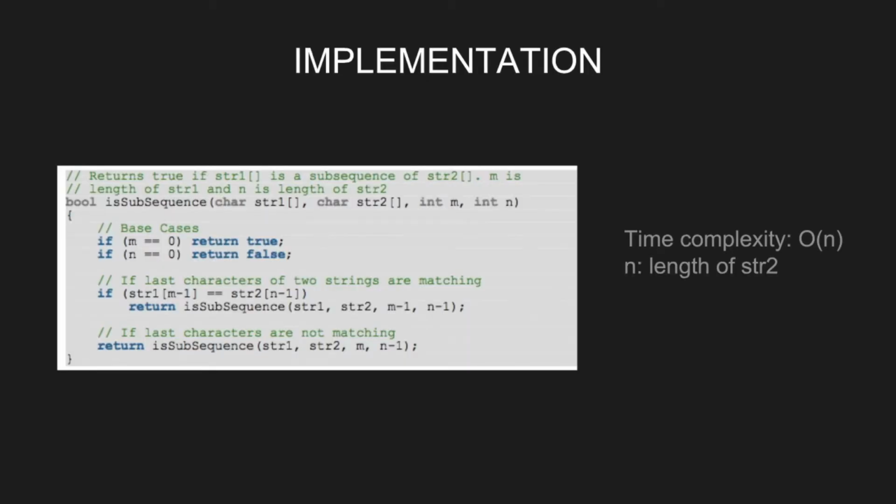Let's look at the recursive implementation. M is the length of string 1 and N is the length of string 2. If M is 0, return true. If N is 0, return false.